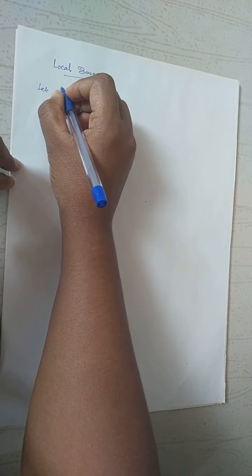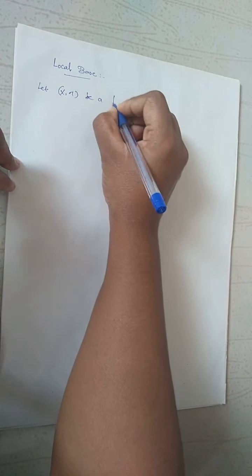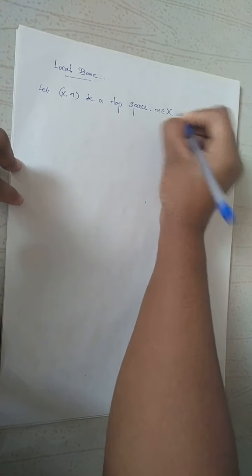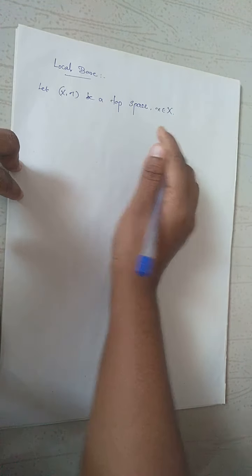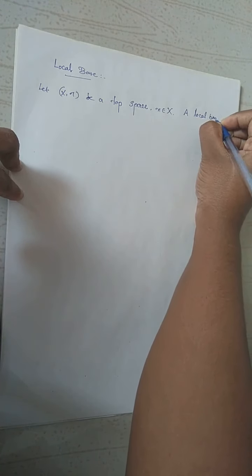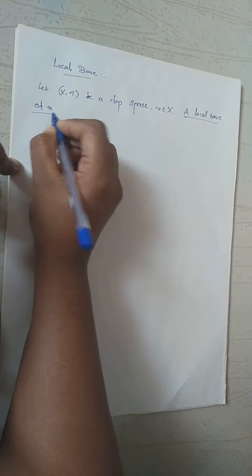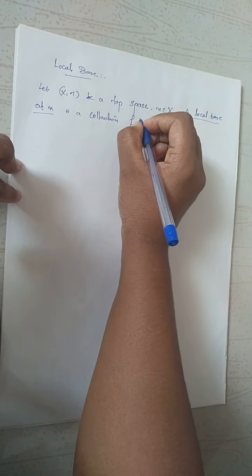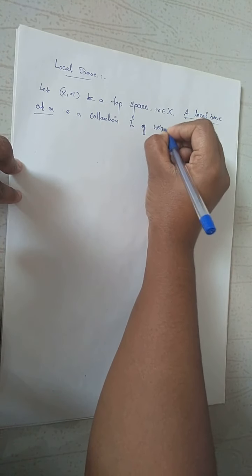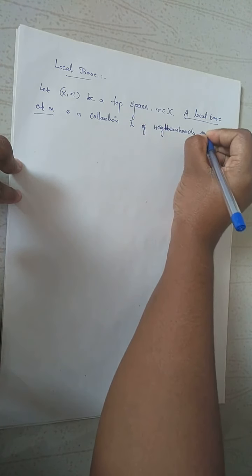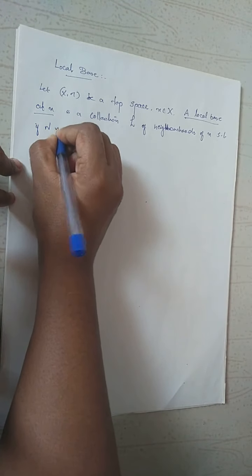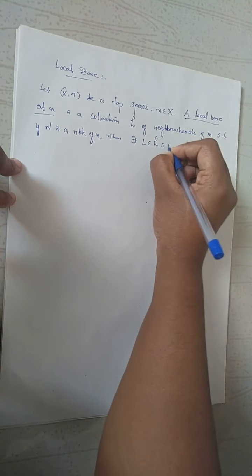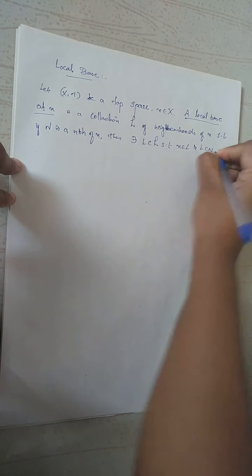Let X be a space, that means (X, τ) be a topological space, and x is a point in capital X. If small x belongs to capital X, a local base at x is a collection, denoted by script L, a collection of neighborhoods of x such that if N is a neighborhood of x, then there exists an L belonging to script L such that x belongs to L and L is contained in N.